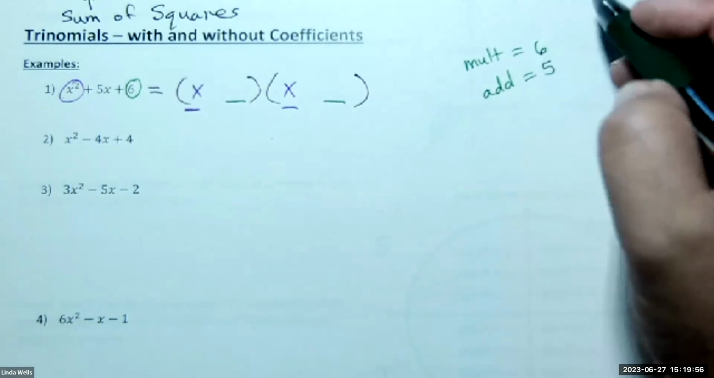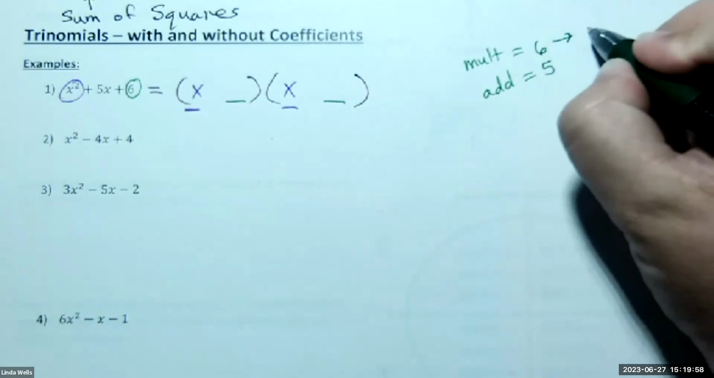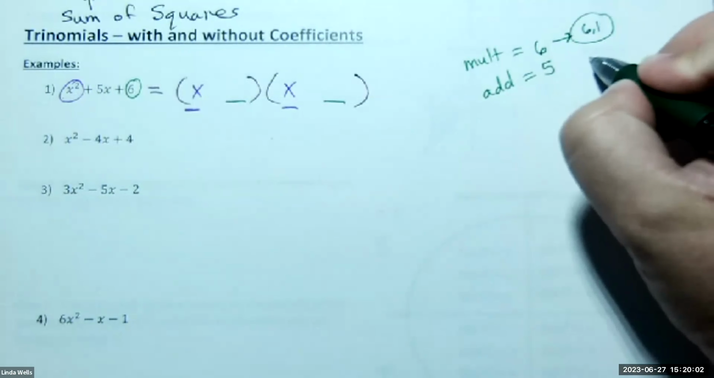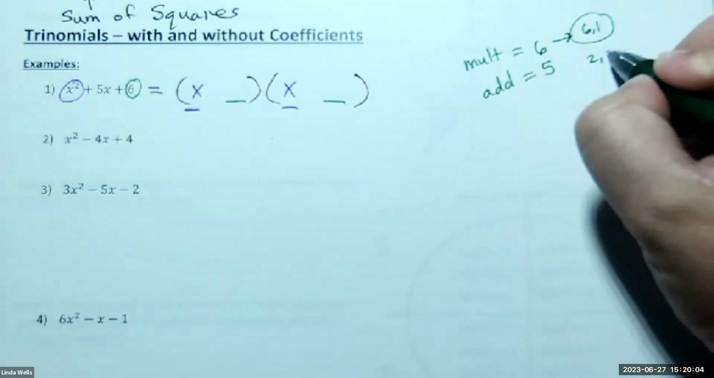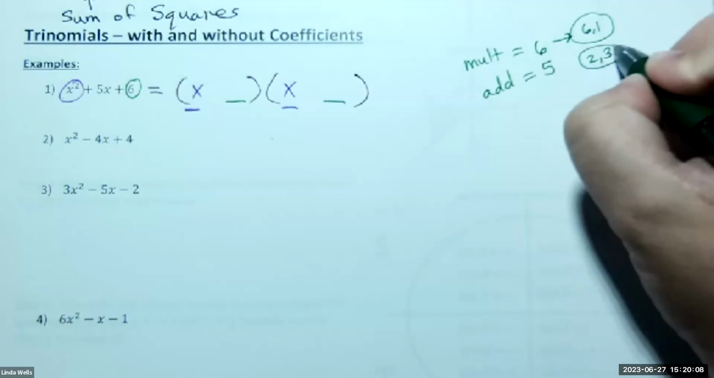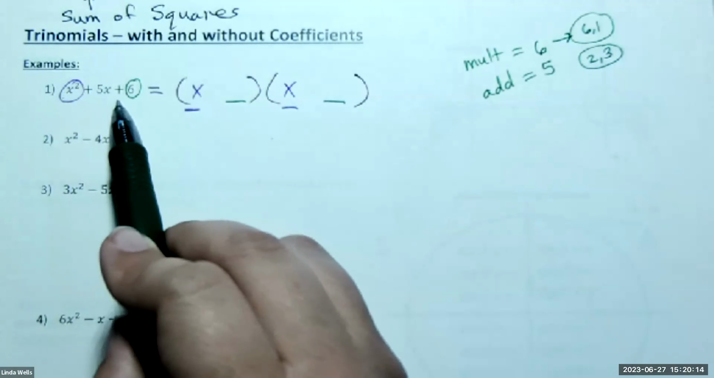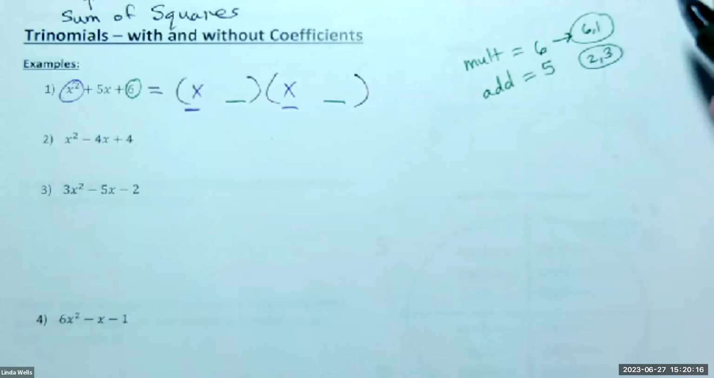What numbers multiply to be 6? Give me all the options. 6 and 1. What's the other one? Multiply to 6. 2 and 3. Anything else? I could go crazy and put some negatives. Does this problem need negatives? No. So let's look at our options.